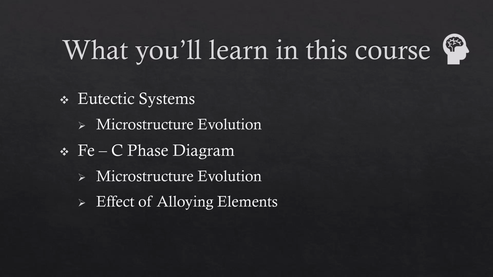We see how the microstructure is evolved at various temperatures and compositions in iron-carbon phase diagram. We will conclude this course with effect of different alloying elements on the iron-carbon phase diagram.